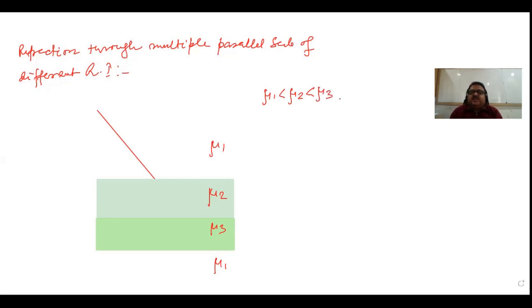Then what will happen? I told you this earlier also: first draw the normal. This is very important to draw the ray diagram. Now when this ray moves from medium 1 to medium 2, that means it's moving from rarer to denser medium, correct? Because the refractive index is lesser. So the light will bend towards the normal. Let's make it like this. Again, draw a normal.